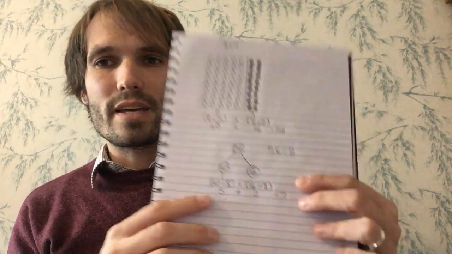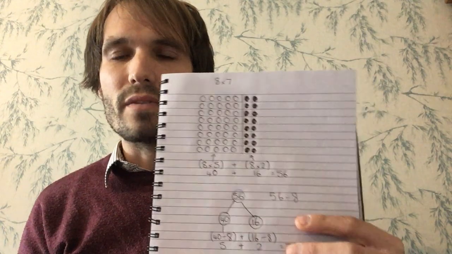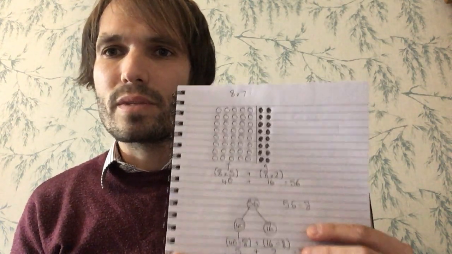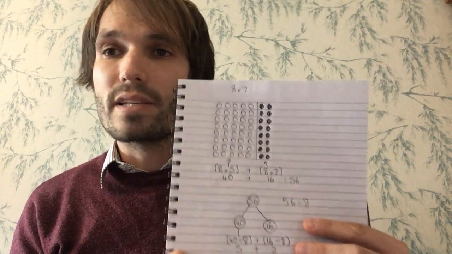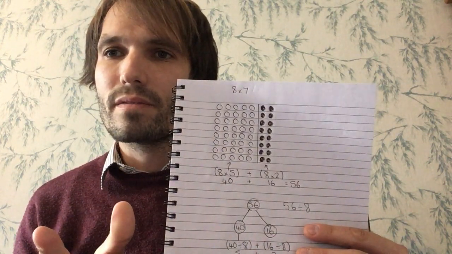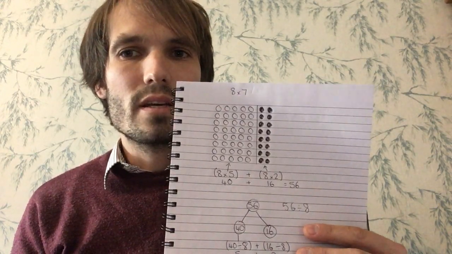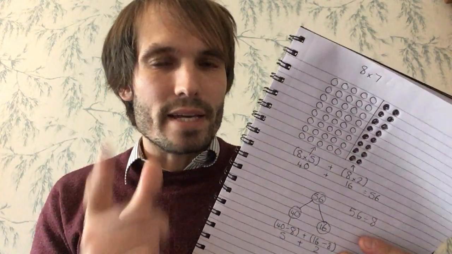Okay, so there you go. Remember, 8 times 7 is 56. 8 times 7 is 8 times 5, which is 40. Add 8 times 2, 16. And you put them together and it makes 56.